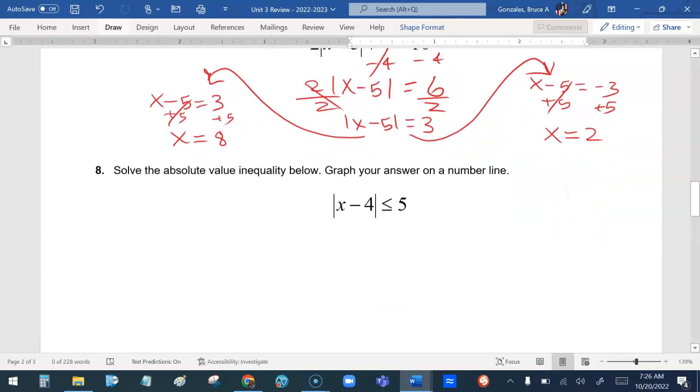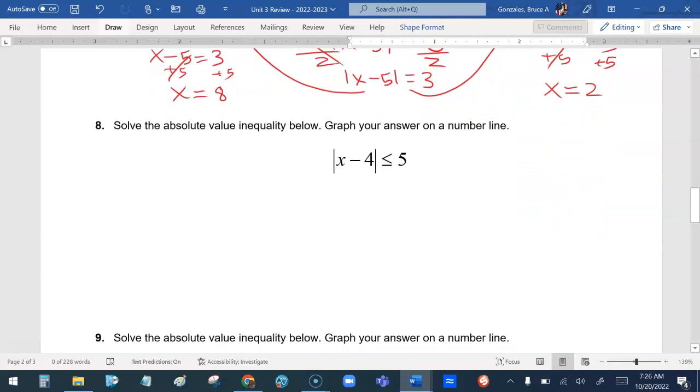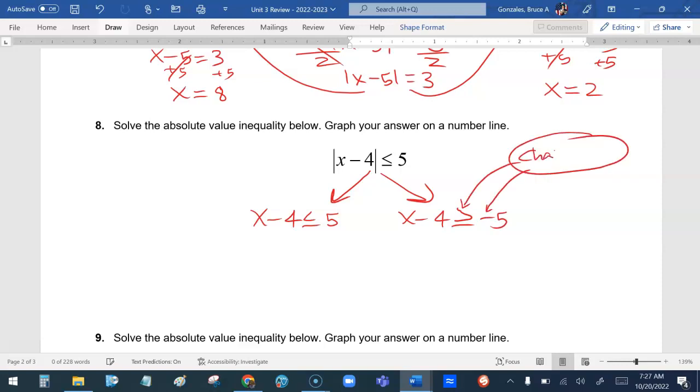Cool. Solve the absolute value inequality, a little bit different. So when the bars are by themselves, that's fine. We're going to split this up. We're going to drop the bars. x minus 4 is less than or equal to 5, and x minus 4, and this is where the two changes happen, is greater than or equal to -5. This and this must change, right? The less than becomes a greater than, the positive becomes a negative, and now I can solve both of these.